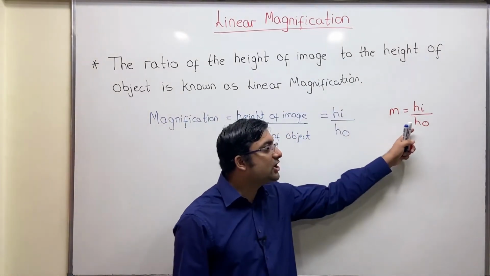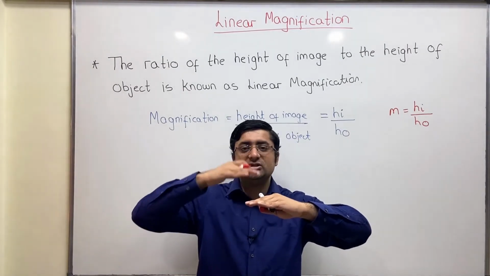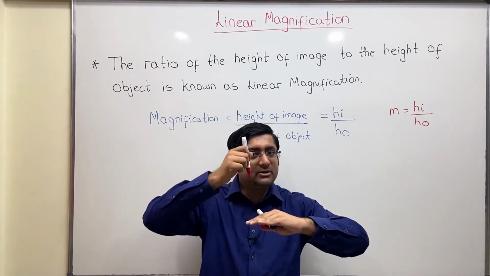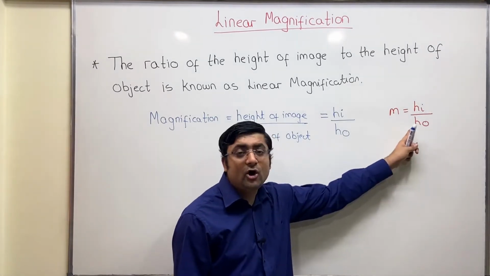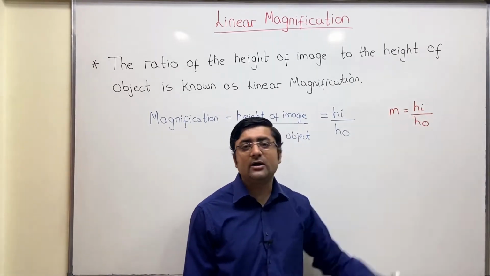Now guys, let's first talk about the height of the object. As we have learned, the height of the object is always positive. Why? See, an object is always placed above the principal axis. Anything above the principal axis is positive. So the height of the object will always be positive. Is this clear? Next, let's talk about the height of the image.